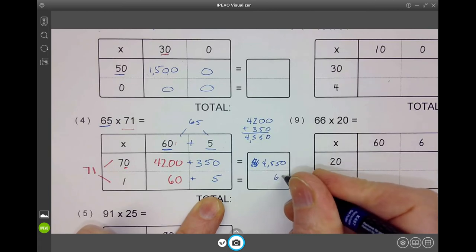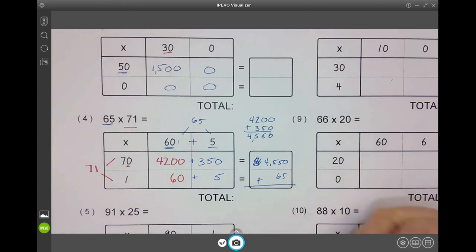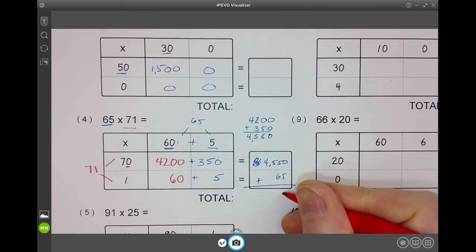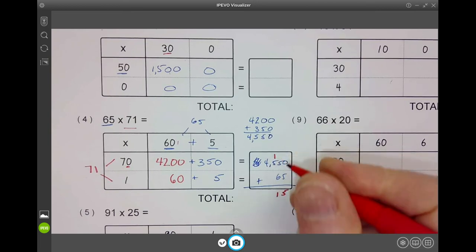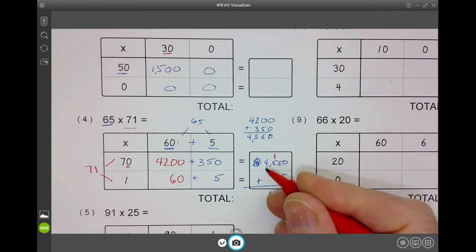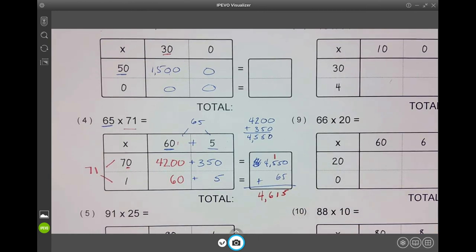That is 65. Now I add it all up. 5 and 0 is 5. 6 and 5 is 11. 5 plus 1 is 6. And then 4. 4,615. Well, there you go.